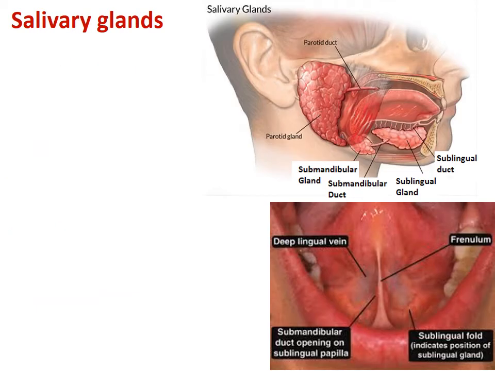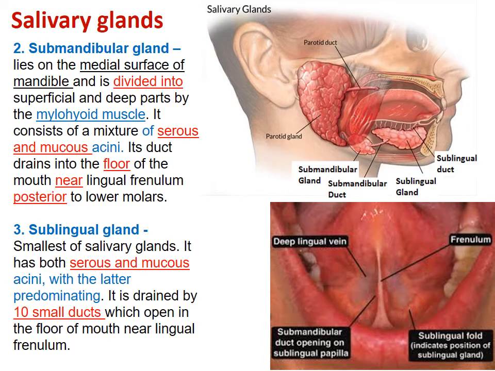Now, come to this: salivary glands. So we have discussed the parotid gland. Now come to the other two glands. The other two glands are the submandibular gland. Submandibular means below the mandible. So where is the mandible? The mandible is this cut part, right? So below this mandible, this is continuous here.